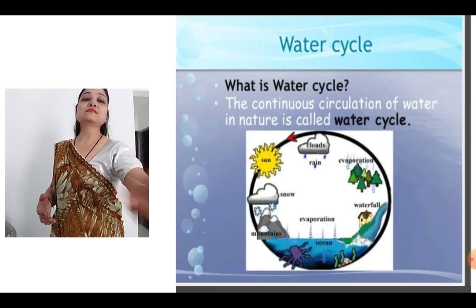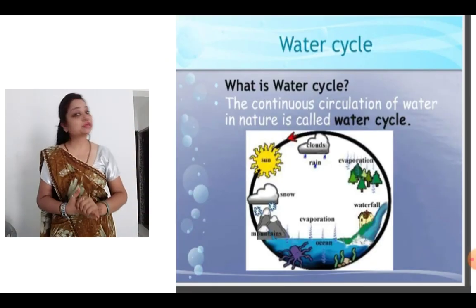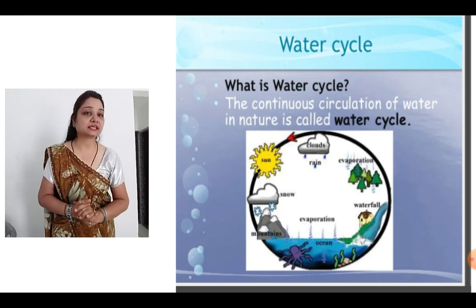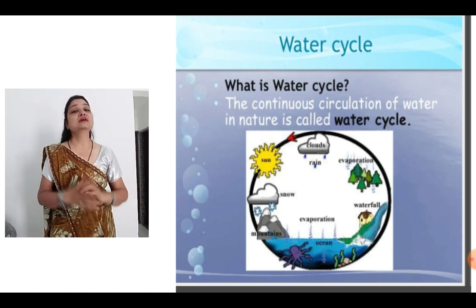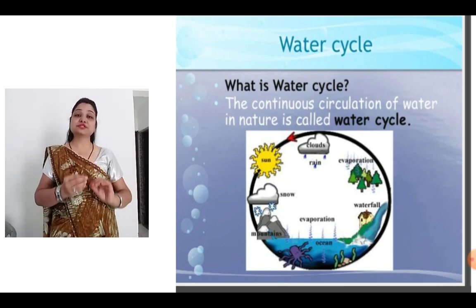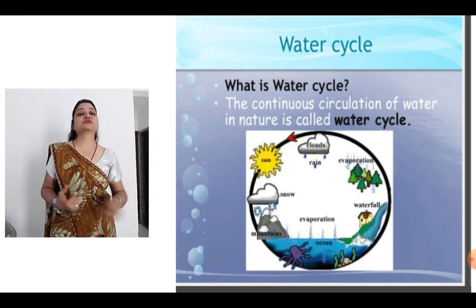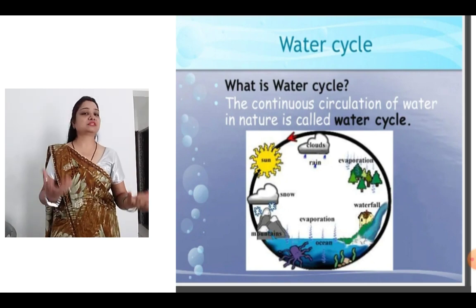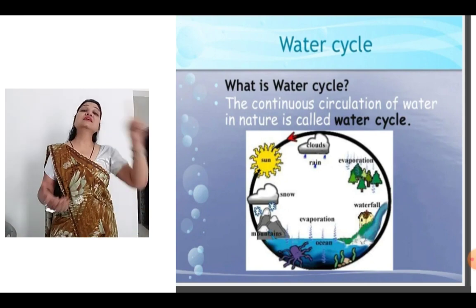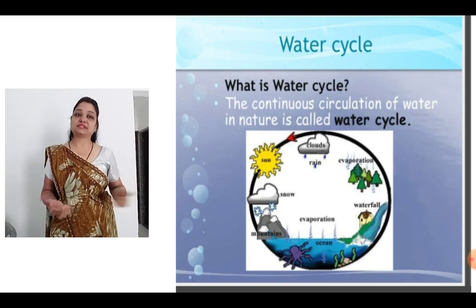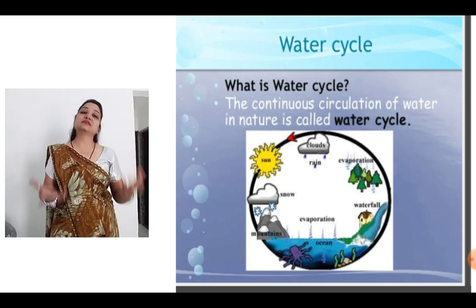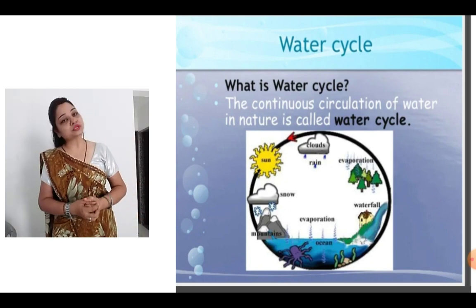Right. So here on the screen you can see the diagram of the water cycle, the pictorial representation. You know what the water cycle is? The continuous circulation of water in nature, right? Cycle means something which is going on continuously, right? So the water cycle is the continuous circulation of water in nature.